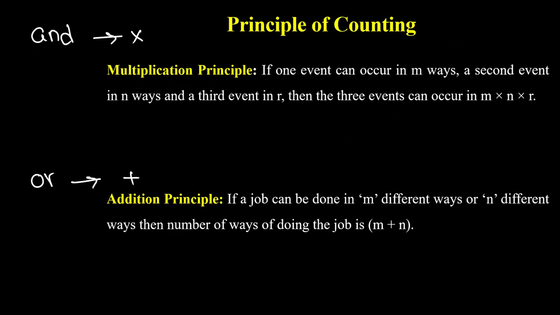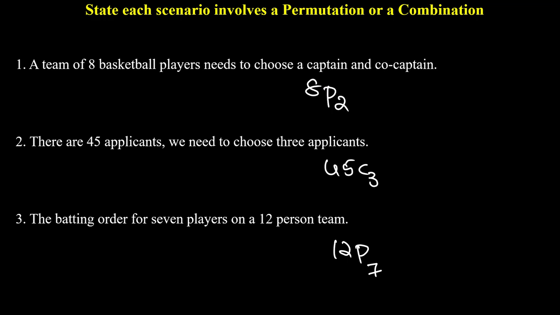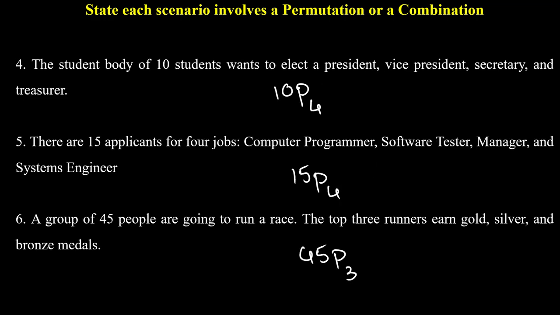When there is 'and', we need to do multiplication. When it is 'or', we need to do addition. And we took that with examples also. When it is 'and', why multiplication? When it is 'or', why do you have to do addition? We started from there, and we gave some situations for you. You have to decide whether it is permutation or combination. We started from there because people confuse where to apply permutation and where to apply combination. We gave some scenarios and asked you to select.